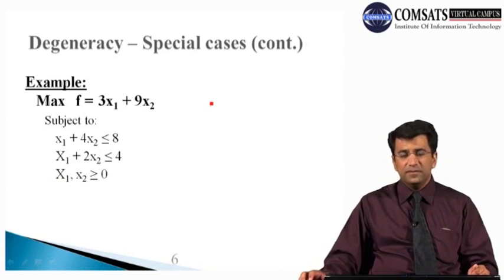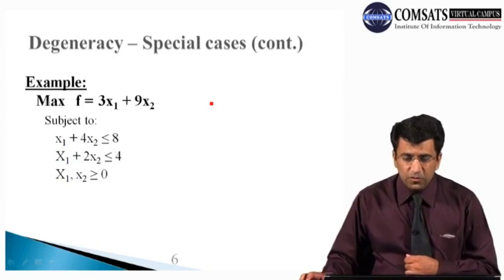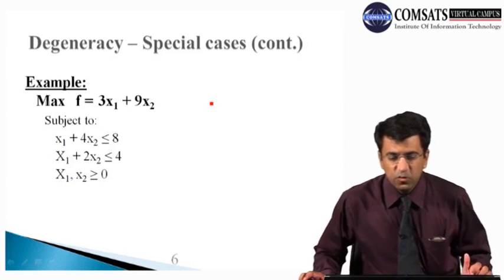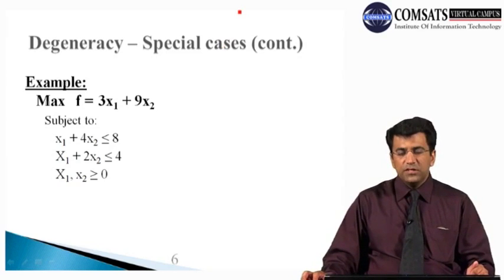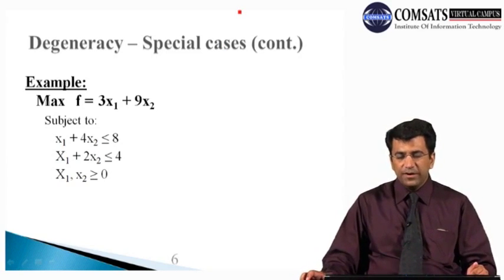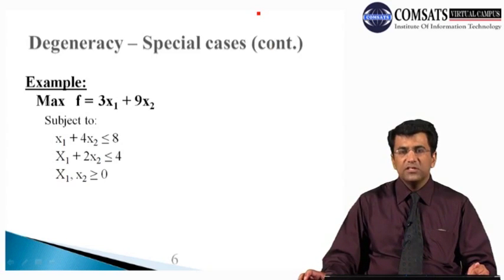So let's take an example in order to better understand the special case of degeneracy. Suppose we have the function f equal to 3x1 plus 9x2, and we want to maximize this function, subject to the constraints x1 plus 4x2 is less than or equal to 8, and x1 plus 2x2 is less than or equal to 4.